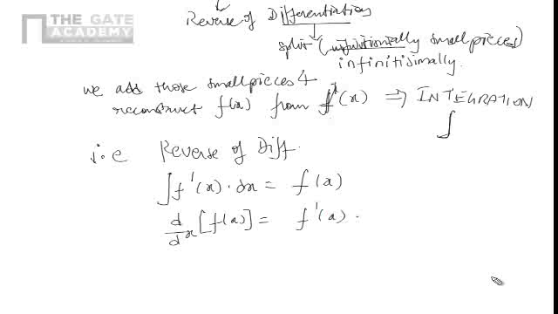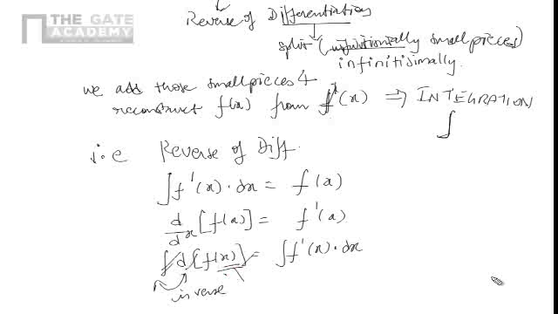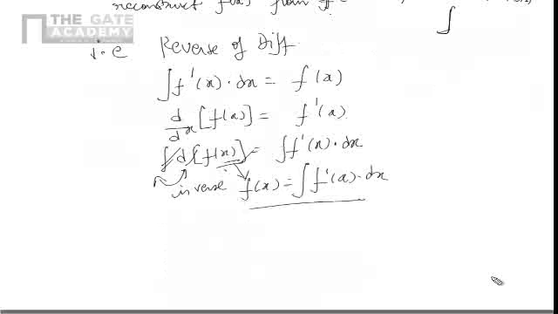So what happens? d of f of x is nothing but f dash of x dx. On integration, d and f are inverse operators, so they get cancelled. So I reconstruct back f of x. So f of x is nothing but integral of f dash of x dx. This is what we call integration.